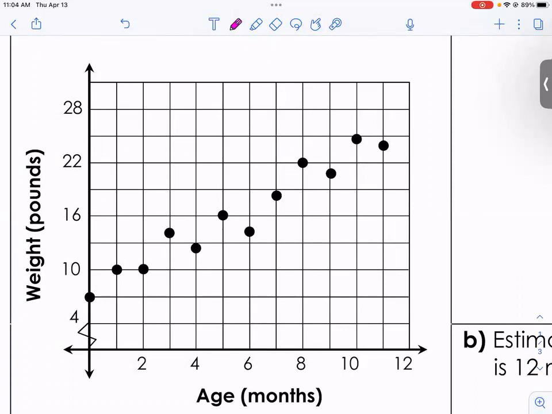I want to draw a line that kind of fits in between the data. So I noticed this point is kind of in the middle and so is this one. You see that? So what if we connected those? Ooh, that's nice, isn't it? The next one up goes there.